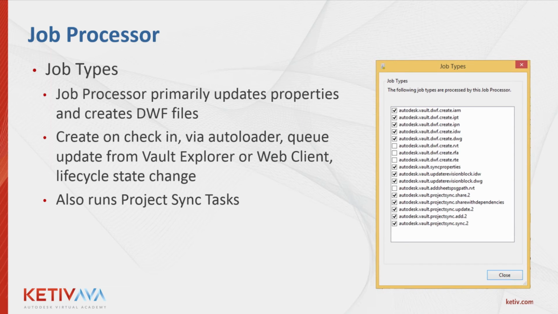By default, it's going to look at what applications there are on that client machine, and it's going to enable the jobs that machine can do based on the software that it finds. So as we discussed along the way, primary tasks are creating DWF and synchronizing properties, on check-in, via autoloader, queuing updates, things like that.